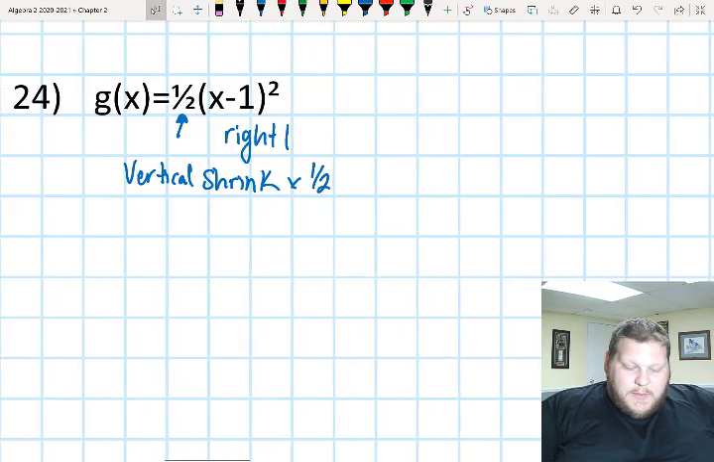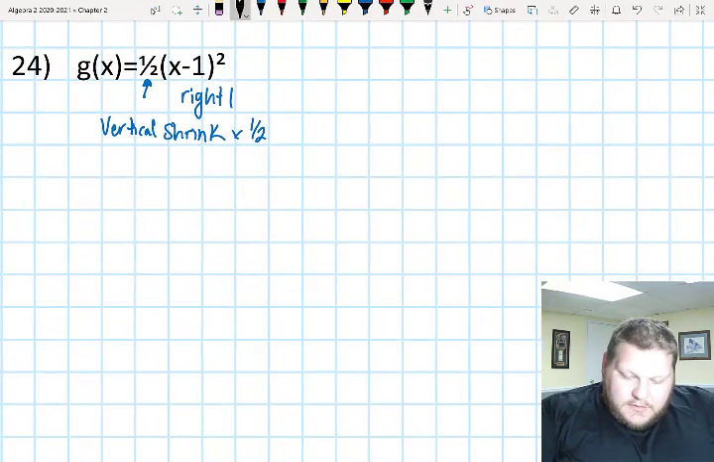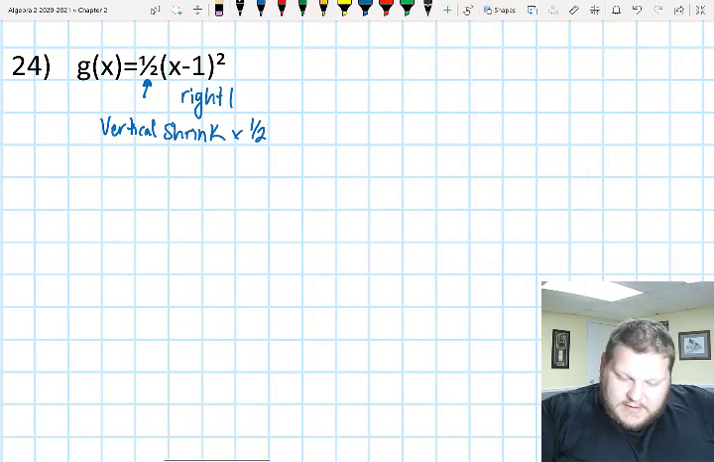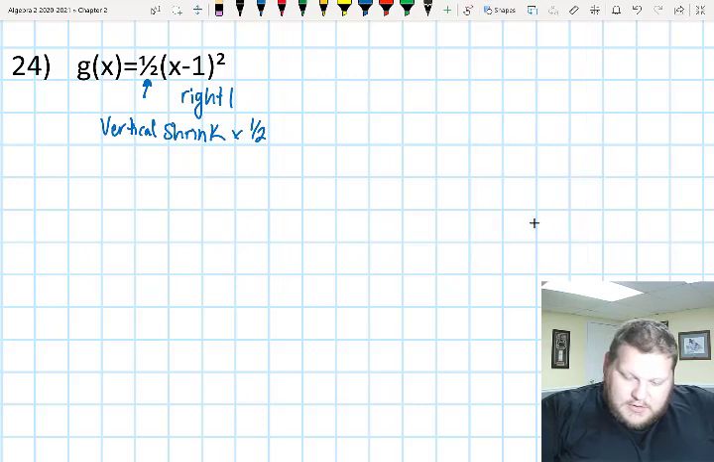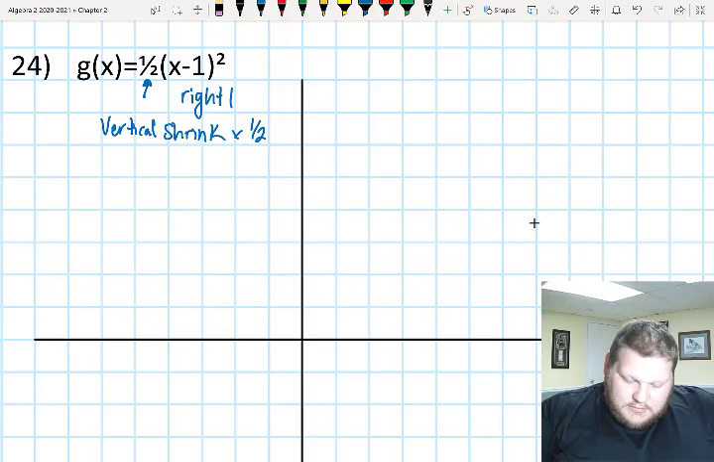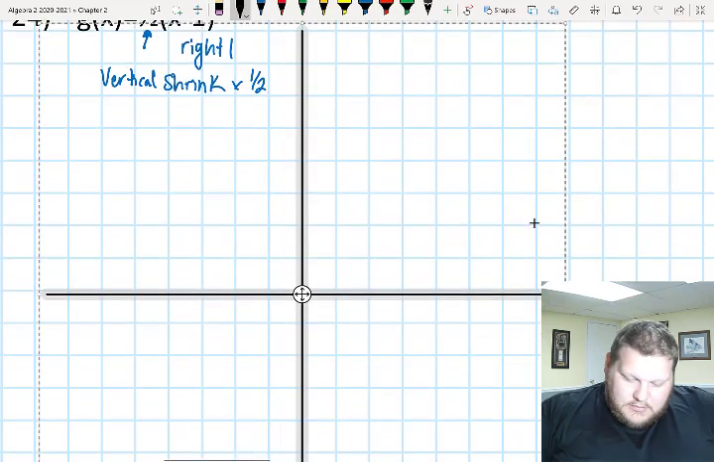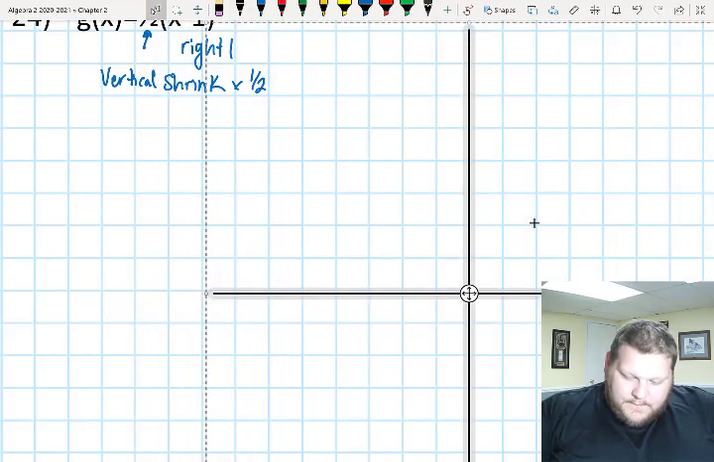So let's start with just my parent graph. I'm going to try and make this one a little bit cleaner. Let's get fancy. Oh, this is happening. Check that out. Let's move that over a little bit here. Okay.